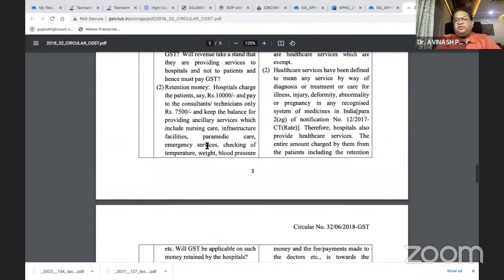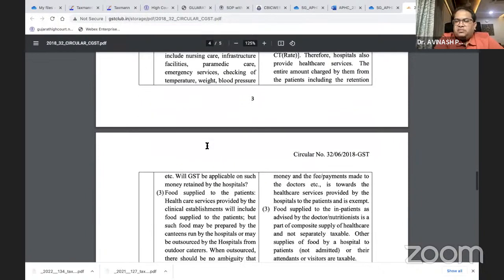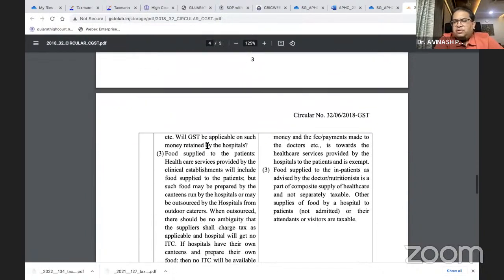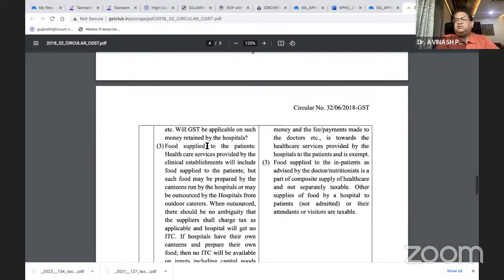That is 2,500 rupees. Healthcare services have been defined to mean any service by way of diagnosis or treatment or care for illness, injury, deformity, abnormality, or pregnancy in any recognized system of medicine in India. Therefore, hospitals also provide healthcare services. The entire amount charged by them from the patients, including the retention money and the fees or payments made to the doctors, etc., is towards the healthcare services provided by the hospitals, and therefore it is exempt.